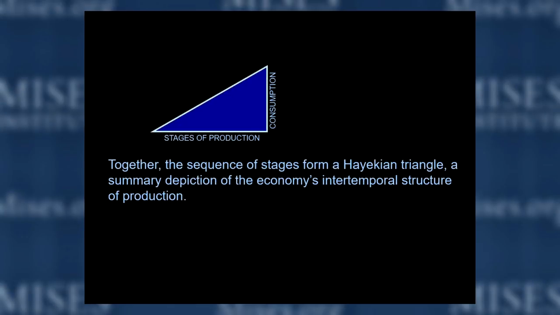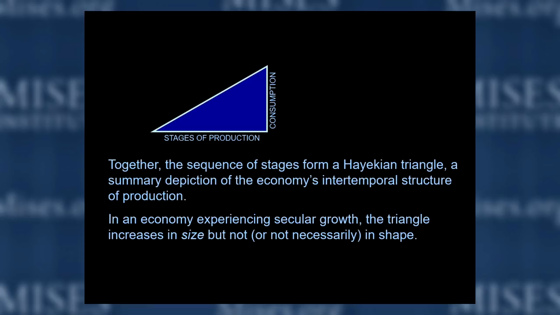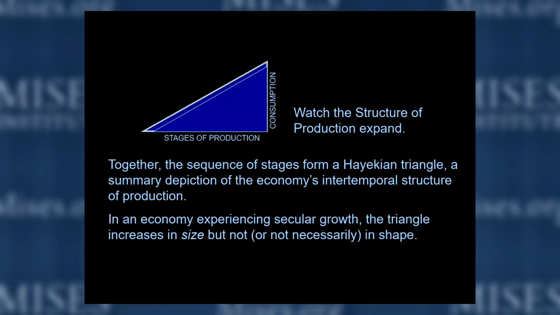Together, the sequence of stages form a Hayekian triangle, a summary depiction of the economy's intertemporal structure of production. In an economy experiencing secular growth, the triangle increases in size, but not necessarily in shape. And that is, it'll increase in size if people are saving, right? And it'll change in shape if they decide to save more or save less. That's what it meant. Watch the structure of production expand. And here you can see it expands.